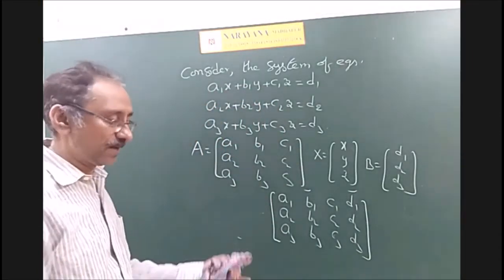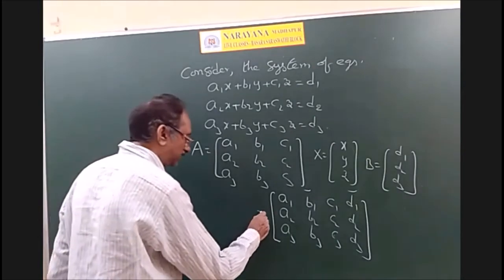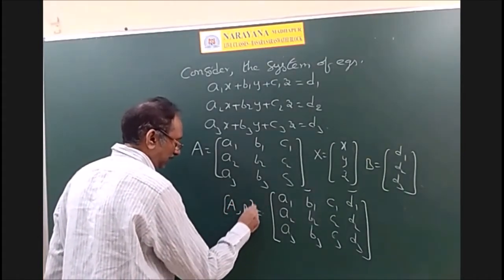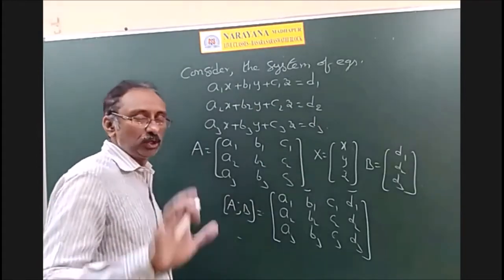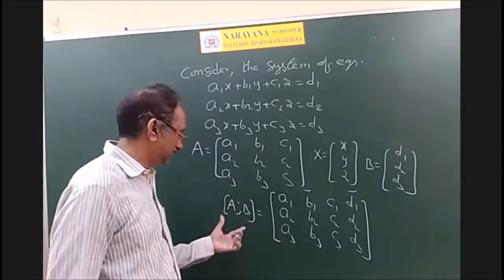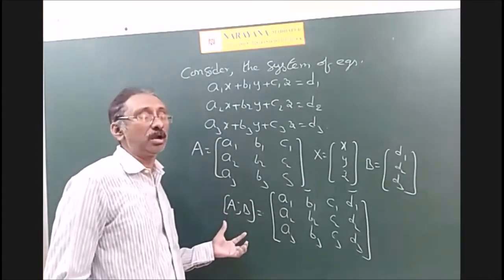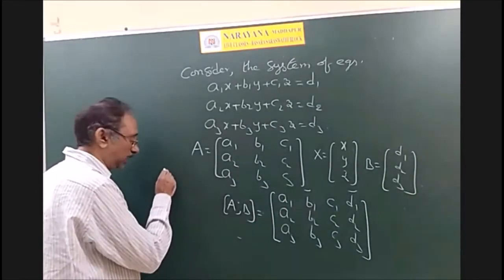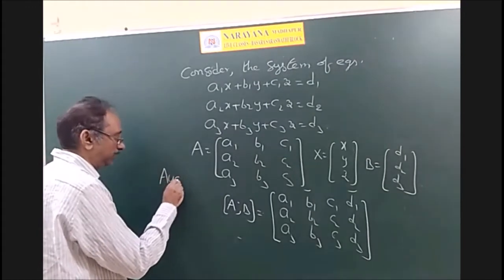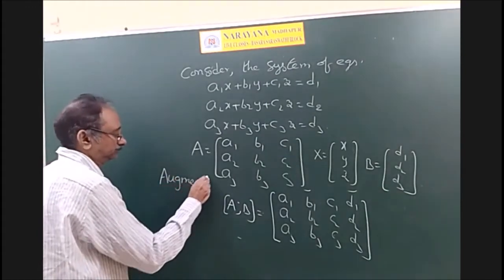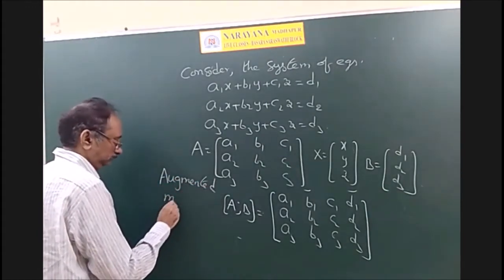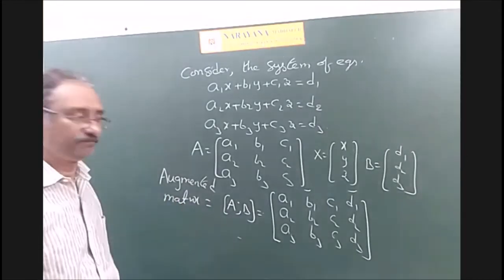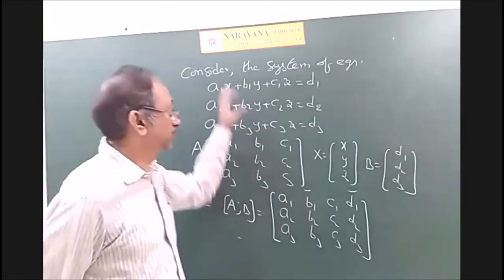Okay, and we are combining A and B to get a new matrix. It is denoted like this, AB. It is not A into B, it is AB, which is called the augmented matrix. Augmentation means combine. So this is called the augmented matrix, AB.